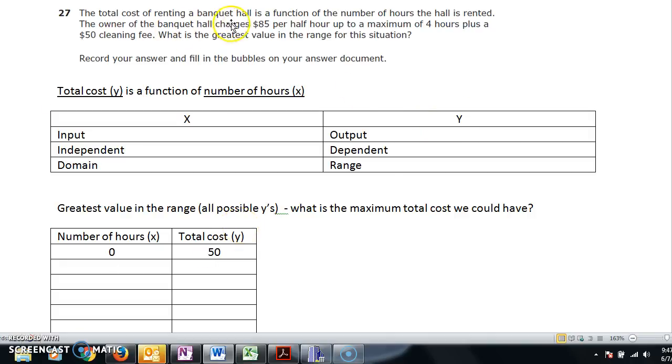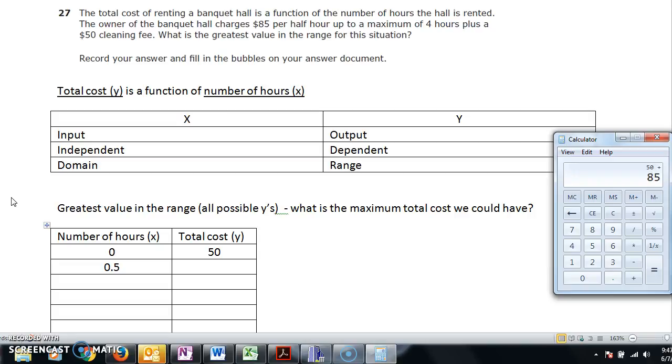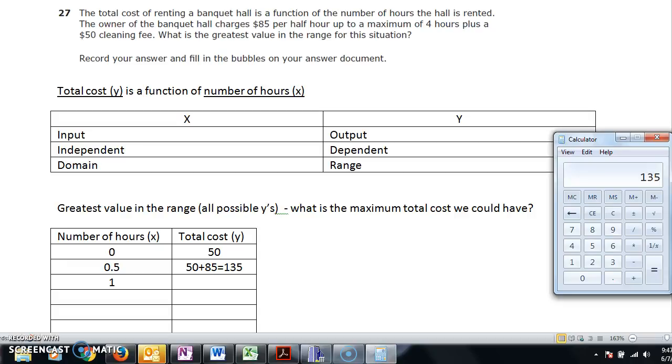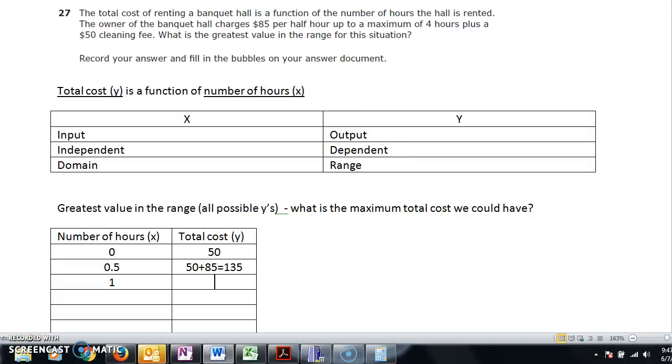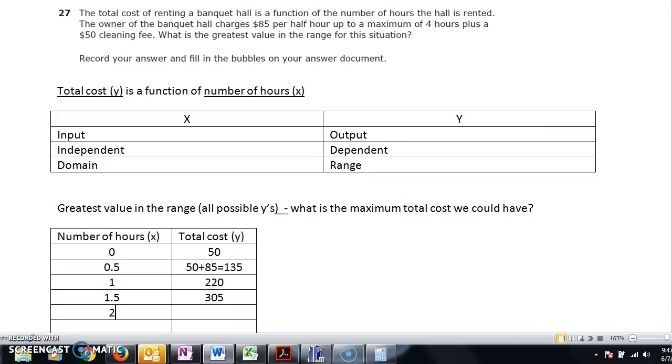Then, for every half hour, I pay another $85. So at 0.5, that's a half hour, I pay 50 plus the 85, which gives me 135. Another half hour goes by, now I'm at 1 full hour. I pay another 85, so 135 plus another 85, because it's 85 per half hour, is 220. Another half hour goes by. Every half hour that goes by, pay another 85. 305. Another half hour goes by. Plus 85. 390.